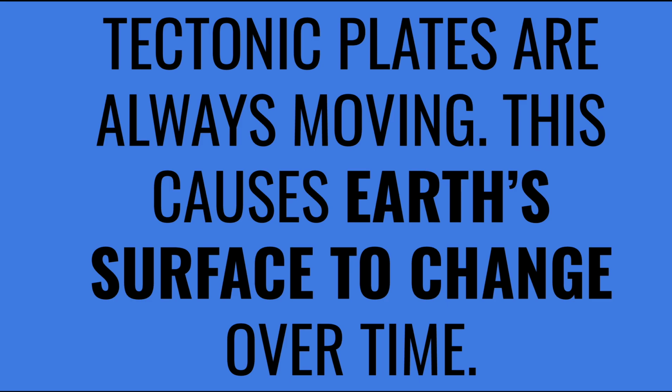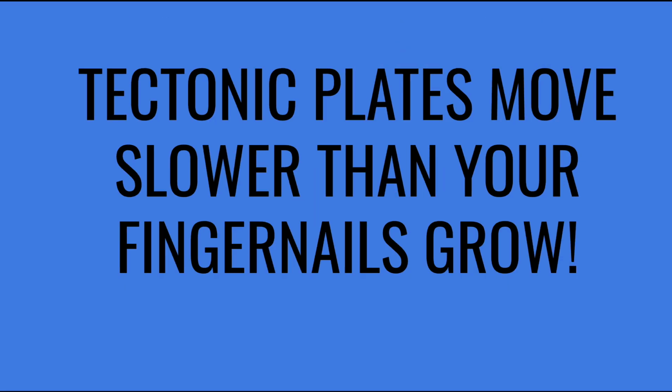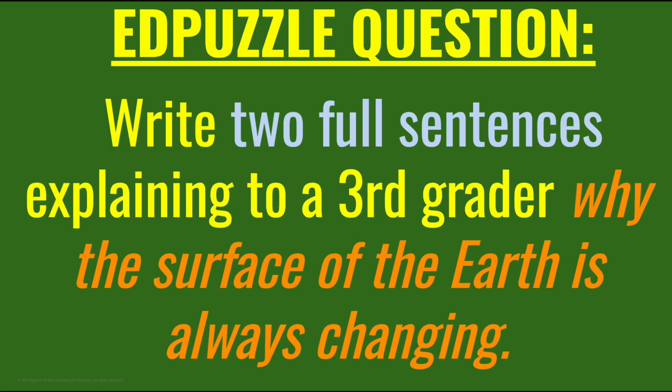Okay, press pause, write this in your notes, and then hit play when you're ready to continue. Okay, now that you wrote that down, let's continue. Press pause and write these notes down in your notebook, and then hit play when you're ready to continue. Okay, now that you wrote those down, here's an Edpuzzle question for you. Write 2 full sentences explaining to a 3rd grader why the surface of the Earth is always changing. Answer that Edpuzzle question now.